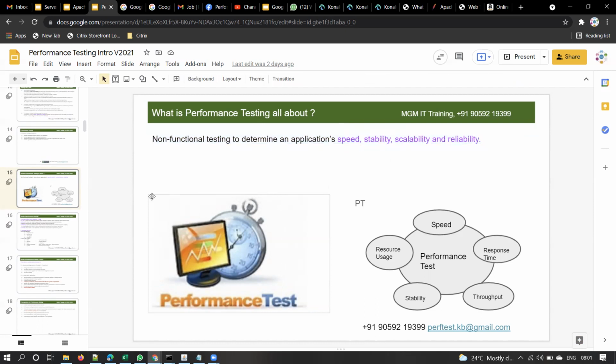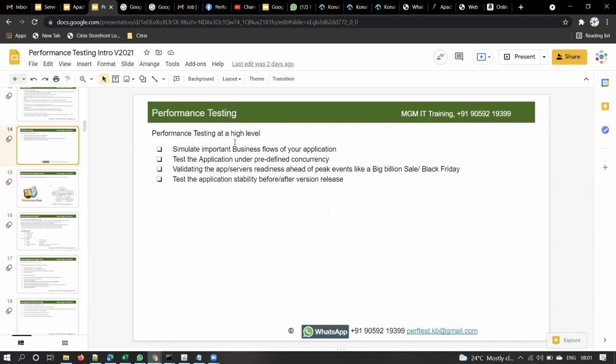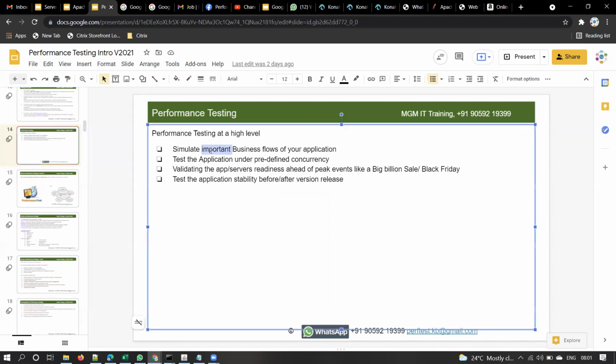So this is about performance testing at a high level. Let me go to the previous slide. And how do we do performance testing for an application? This is how we do it: simulate important business flows of an application, and test the application under predefined concurrency. Let me explain the first point.